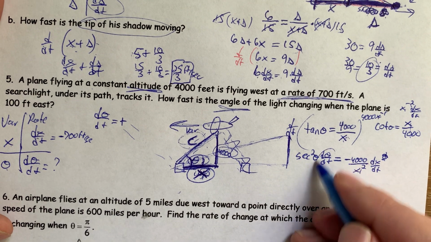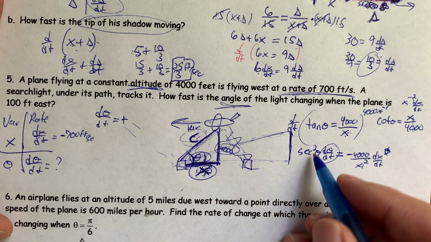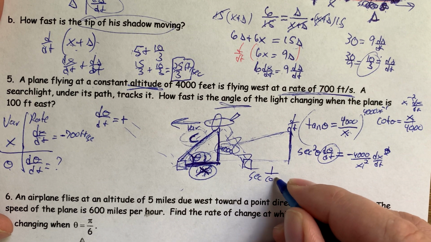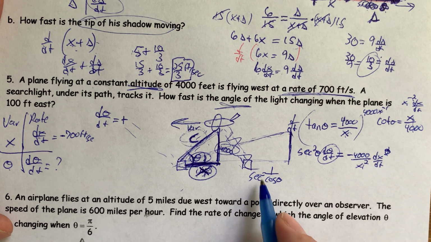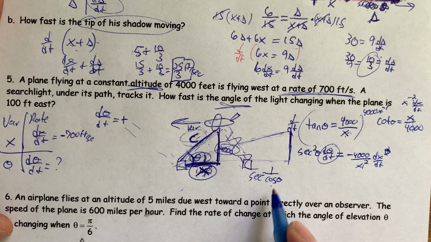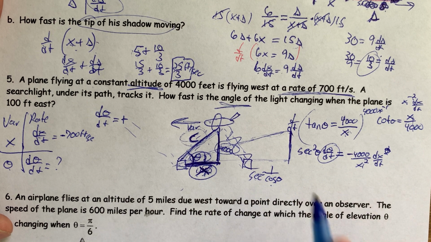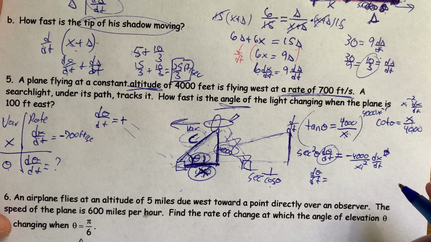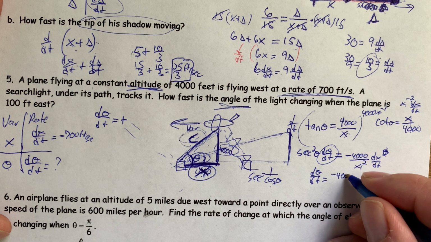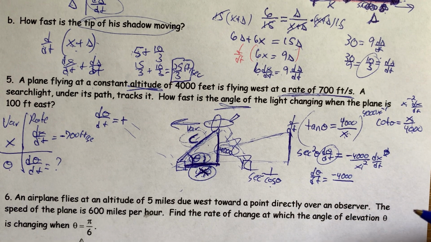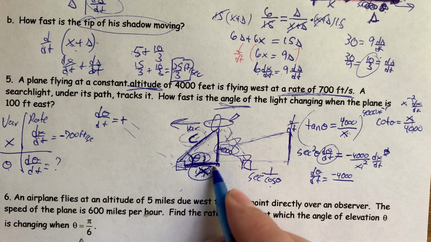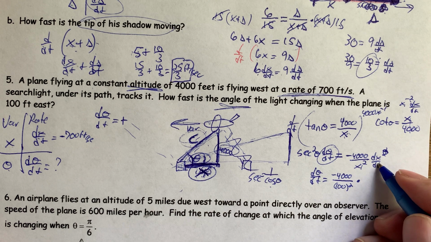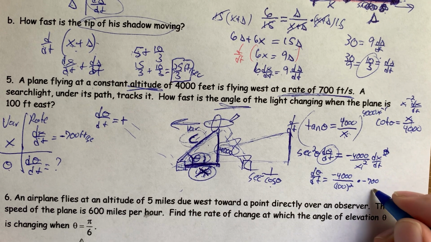And let's see, I need to solve for d theta dt. So dividing by secant squared, secant is 1 over cosine, right? And so dividing by 1 over cosine is the same as multiplying by cosine. Dividing by a fraction is multiplying by its reciprocal. And so d theta dt equals negative 4,000. I guess I should start plugging in. What is x? X is this distance, and it says when the plane is 100 feet east, so 100 squared times dx dt is negative 700.